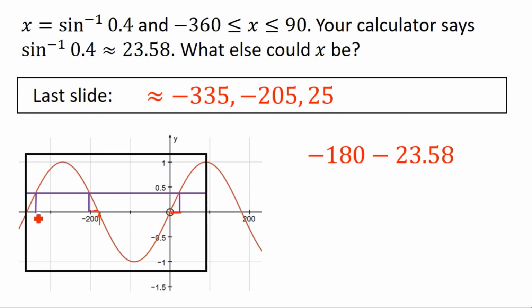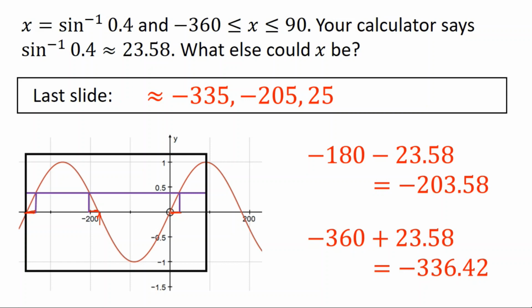In a very similar way, I can see that this gap over here is also 23.58. And I know that this is negative 360. So to get from here to here, I'm going to add on 23.58. So my other value is negative 360 plus 23.58. And these are then 2 things I can type into a calculator, and I will get my 2 answers of negative 203.58 and negative 336.42. Both of those are awfully close to the 2 values we'd picked. So we've now found the exact 3 values that we knew existed. My 3 answers to the question would be 23.58, negative 203.58, and negative 336.42.